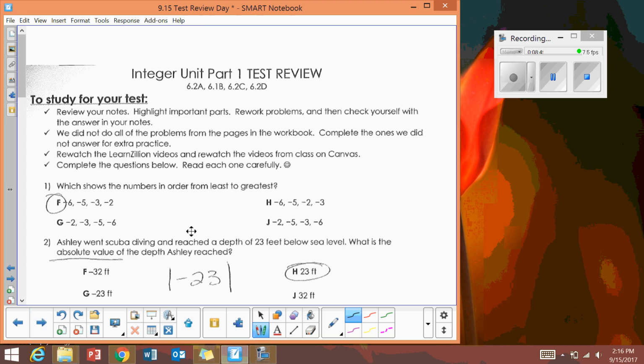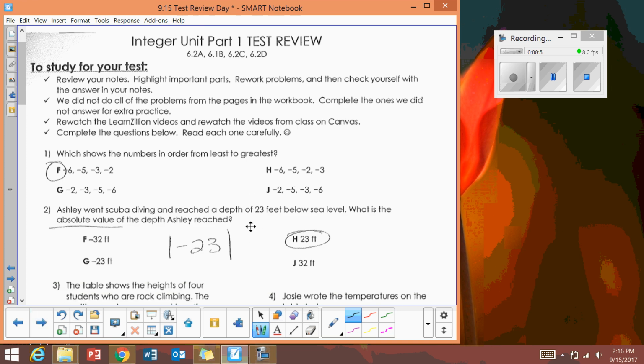So let's go over the test review. I'm going to go over this in detail, so you can always fast forward through this if you're like, hey, I only don't understand number 6. So go ahead and fast forward if you want to through the video so that you can find out which number I'm on. So when it says which one shows in orders from least to greatest.